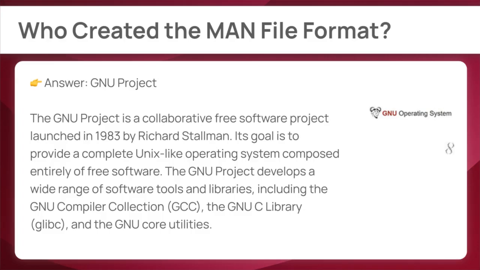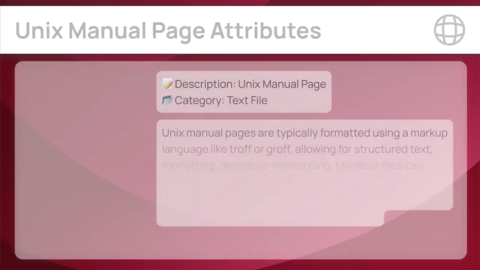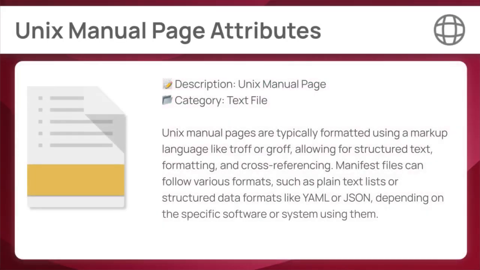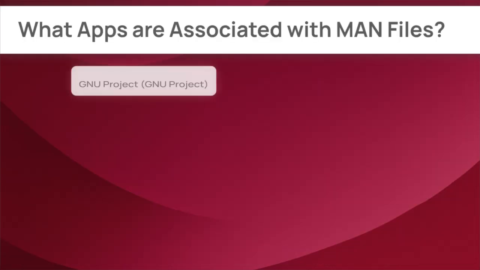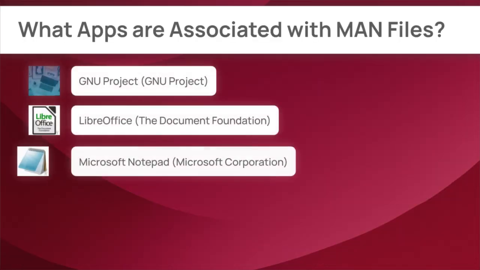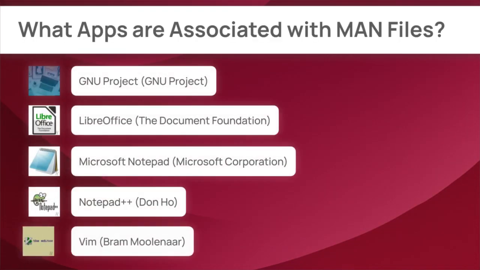software distribution and management. Unix manual pages are typically formatted using a markup language like troff or groff, allowing for structured text, formatting, and cross-referencing. Manifest files can follow various formats, such as plain text lists or structured data formats, like YAML or JSON, depending on the specific software or system using them. The primary software for MAN is recognized as GNU Project, developed by GNU Project.